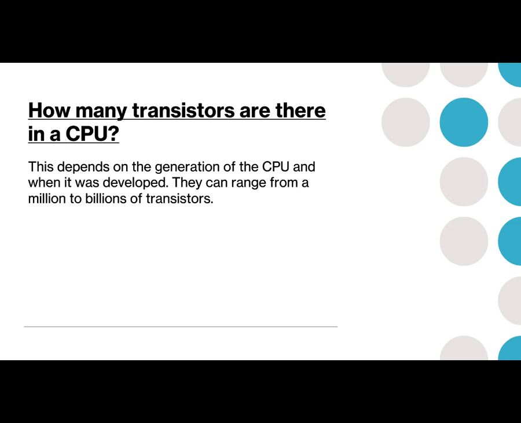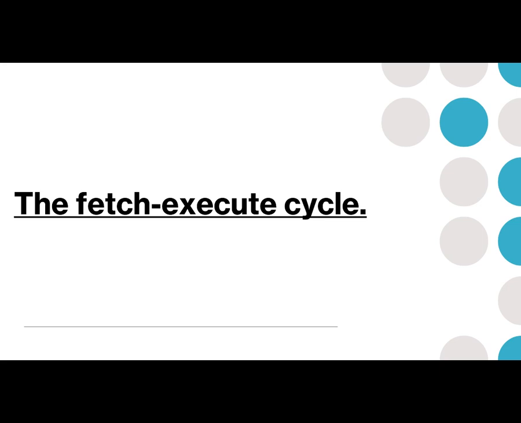How many transistors are there in a CPU? This depends on the generation of the CPU and when it was developed. They can range from millions to billions of transistors.